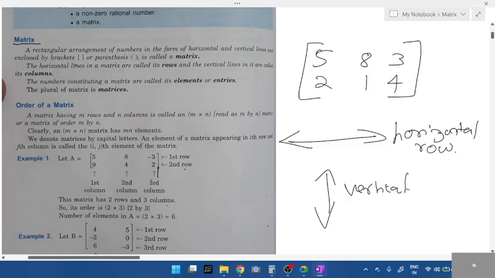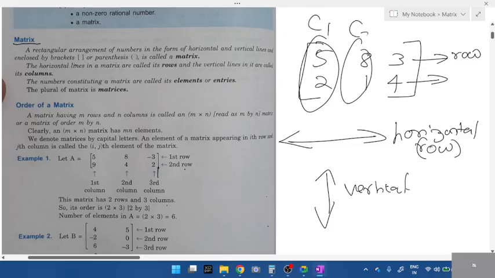Row and column. These are two important, most important words we use. Same like angle of depression and angle of, what do you call that? Elevation. Row and column. The keywords here are row and column. So horizontal line or row. See, this is row. These two are row, and this is column. Column 1, column 2, column 3. That is what they have given here. Okay. So the horizontal line we call it as rows, and the vertical line we call it as column. The number constitutive matrix. Fine.